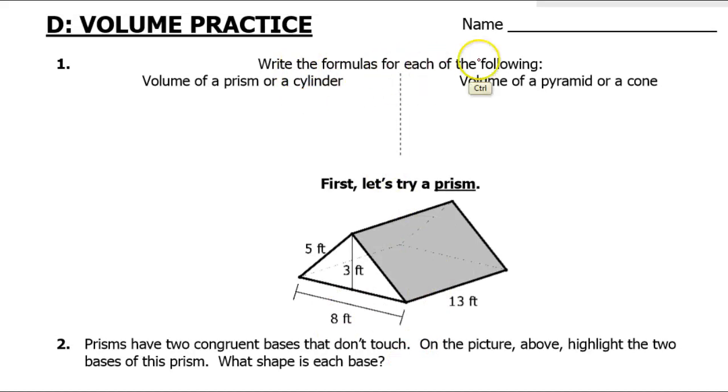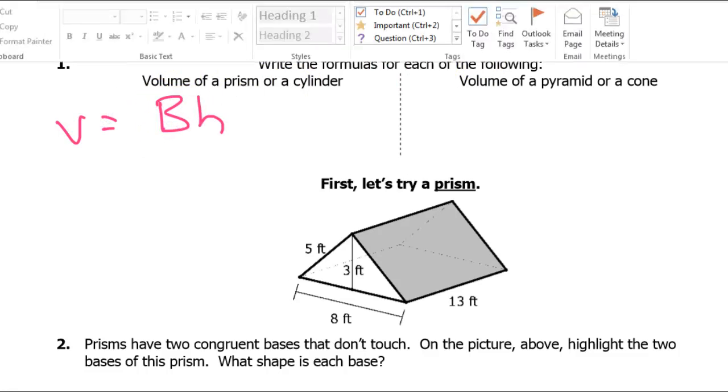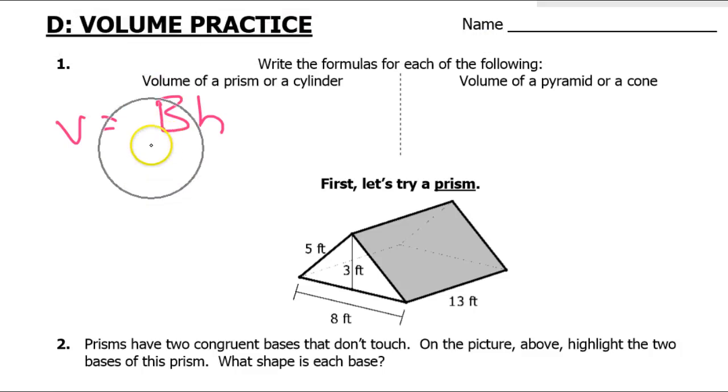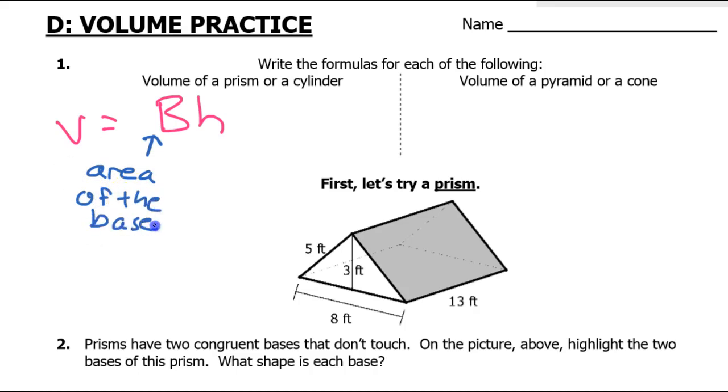Write the formulas for each of the following. The volume of a prism is just going to be the area of the base times the height. Don't forget that this capital B stands for the area of the base. And of course, this is the height. Now, for a pyramid or a cone, it's very similar, but it's going to be 1/3 the area of the base times the height.